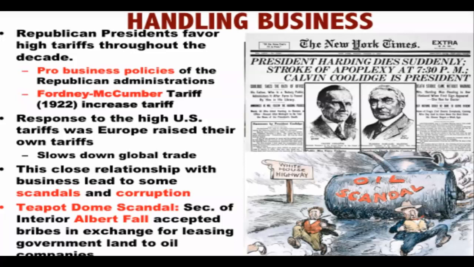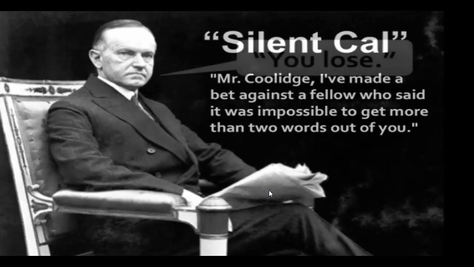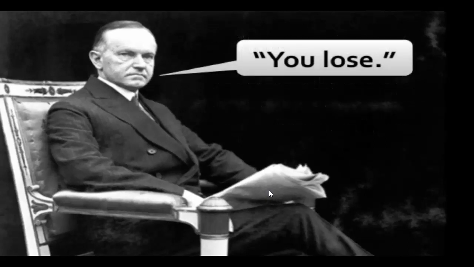By August of 1923, Warren Harding will die in office, and Calvin Coolidge will take over. And Coolidge's nickname was Silent Cal, because anybody who knew Calvin Coolidge knew he just didn't talk. He was a man of very few words, and the running joke with Calvin Coolidge was somebody had said to him, "Mr. Coolidge, I've made a bet against a fellow who said it was impossible to get more than 2 words out of you." And the joke, of course, is Calvin Coolidge said, "You lose."